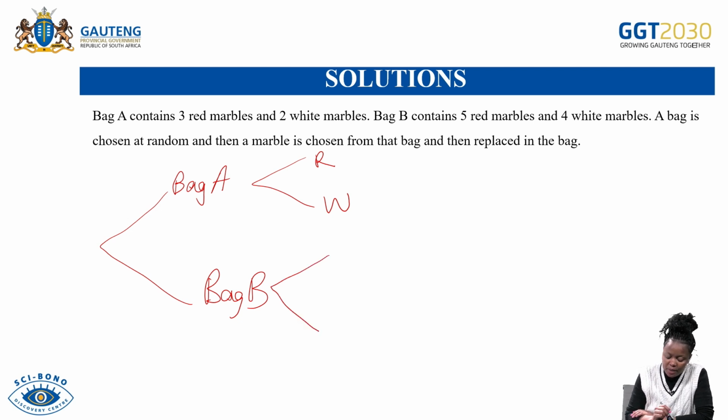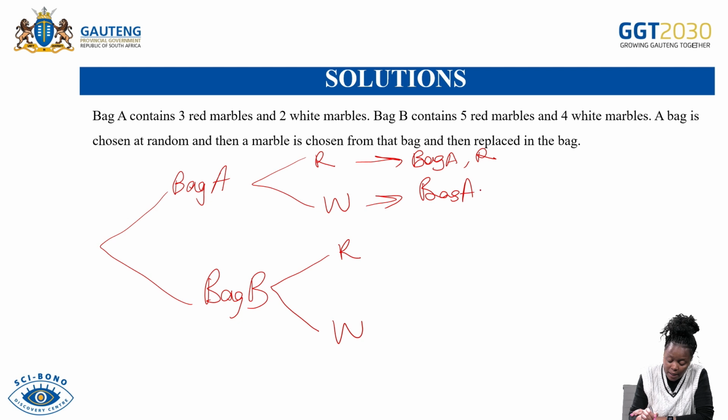Then in bag B, you have 5 red marbles and 4 white marbles. Firstly, I'm interested in writing the outcomes. So you can either get bag A with red marbles, or bag A with white marbles, or bag B with red marbles. Remember, you go like this.